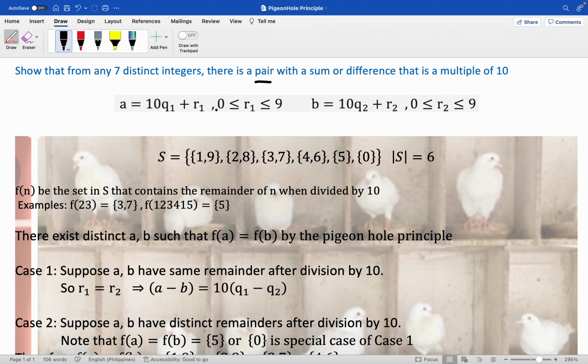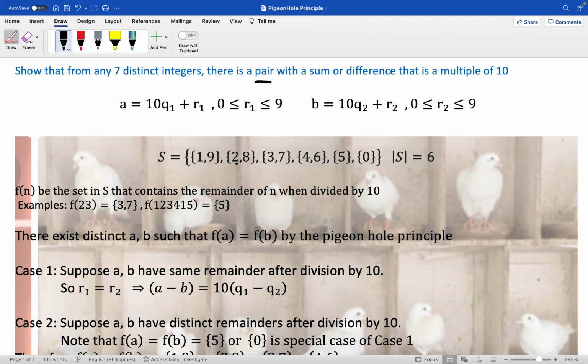And so that sort of motivates why we write down the A and the B here in terms of the division algorithm. If you divide A by 10, you get a remainder that's always going to be less than 10, and the same with B. Now, since this is about remainders, and you only have a finite number of remainders, namely 0 through 9, we write them in set notation here. Notice we write them in a fashion where we have sums of 10. 9 plus 1 sums to 10, 2 plus 8 sums to 10.